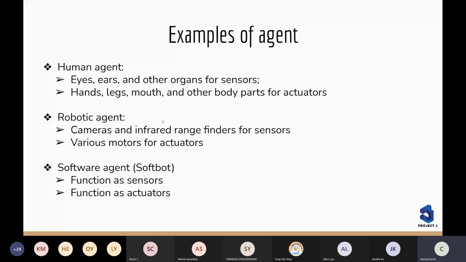And also we got the robotic agent. In this case, the robotic agent might have cameras and infrared range sensors to sense things from the environment, and use different types of motors as actuators to change the environment. And also we got the software agent. Yeah, so this is our example.